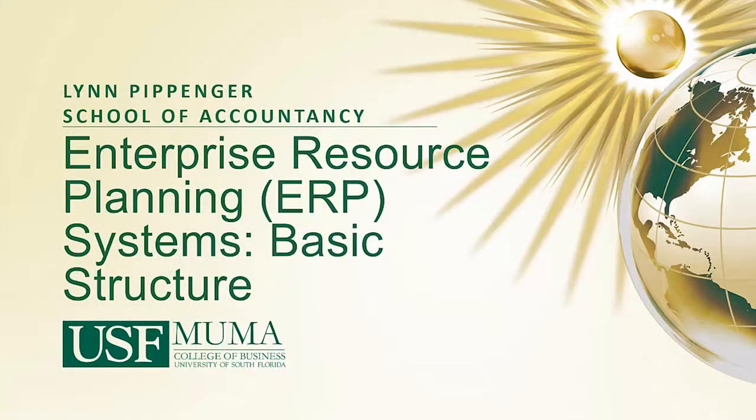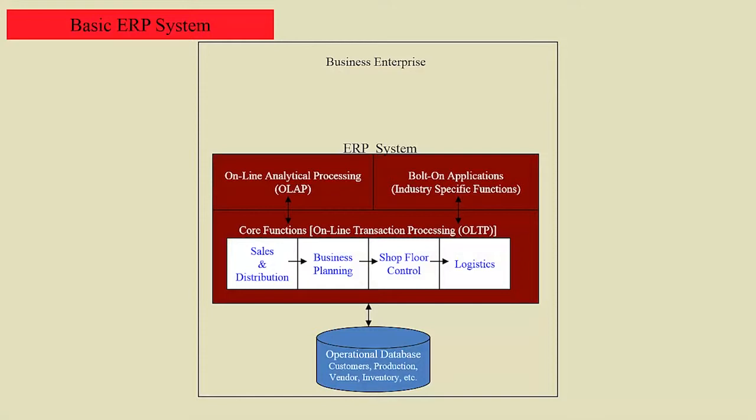And in this video, we will talk about Enterprise Resource Planning Systems, known as ERP. Enterprise Resource Planning Systems Basic Structure. Let's start by looking at a diagram of a basic ERP system, get some idea of the overall structure. You'll notice it consists of a centralized database, the operational database for running day-to-day businesses.